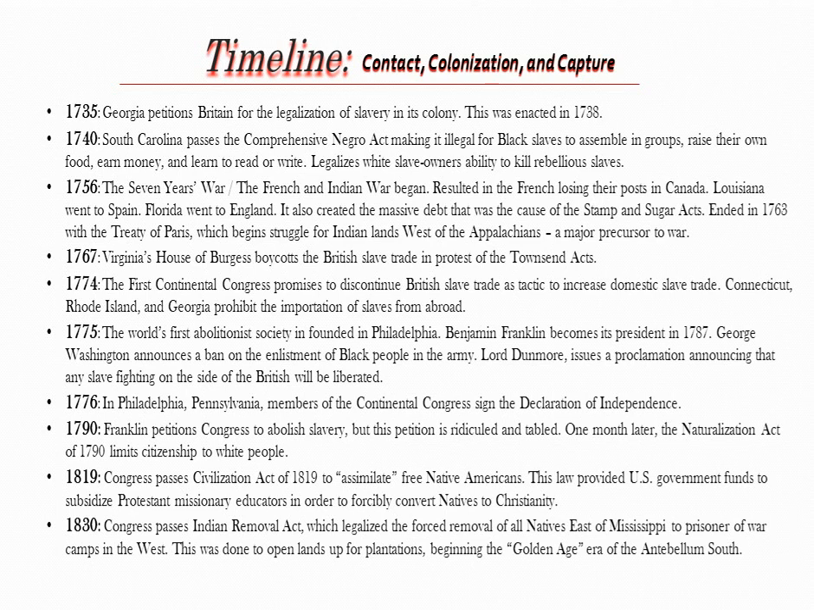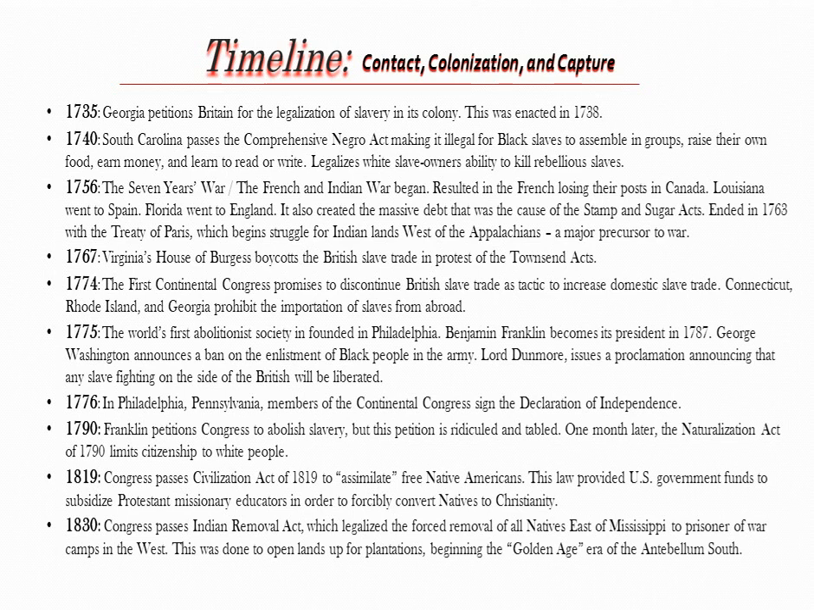Going forward to 1819, Congress passes the Civilization Act. This aimed to assimilate free Native Americans via what amounted to a cultural genocide. What it did was it provided U.S. government funds to subsidize Protestant missionary educators in order to forcibly convert Native Americans to Christianity, move them to missions, and there were a lot of complications here, but that's important because it was part of a trend that would later materialize into actual genocide policies by Andrew Jackson and Calhoun.